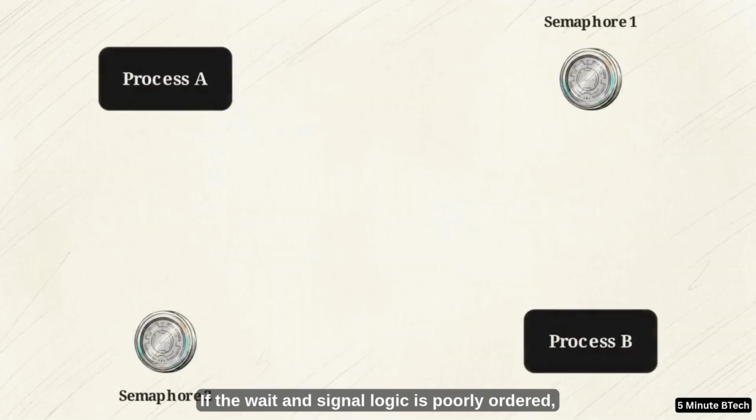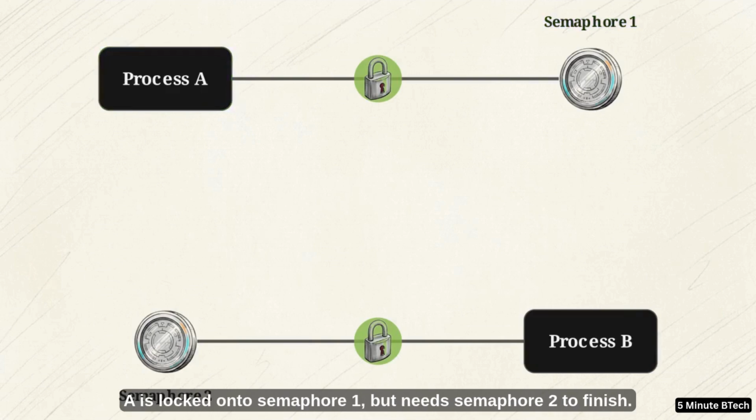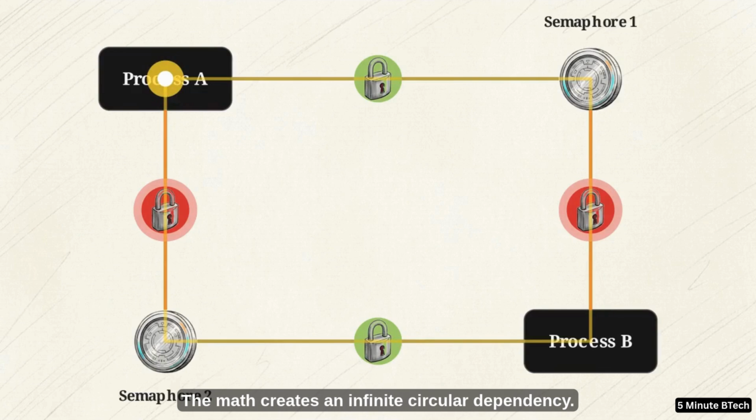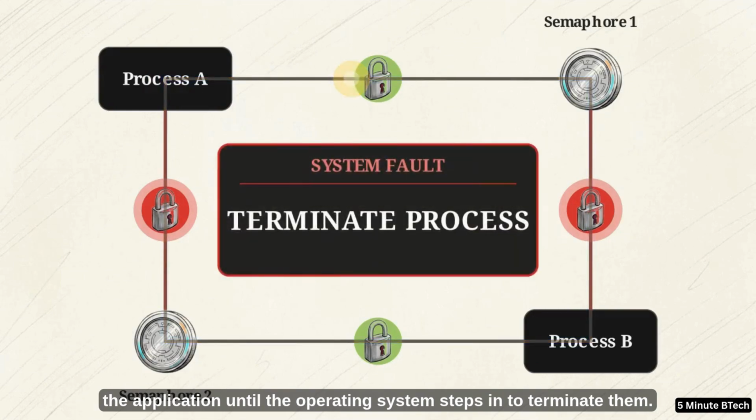If the wait and signal logic is poorly ordered, the system will hit this state, a deadlock. Process A is locked onto semaphore 1, but needs semaphore 2 to finish. Process B is locked onto semaphore 2, but needs semaphore 1. The math creates an infinite circular dependency. Both processes will wait on each other permanently, freezing the application until the operating system steps in to terminate them.